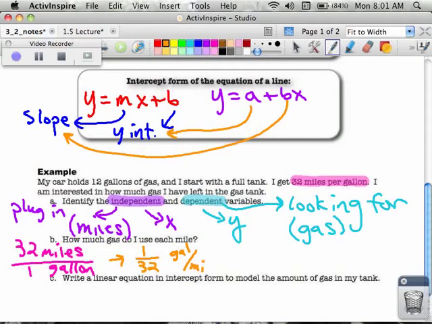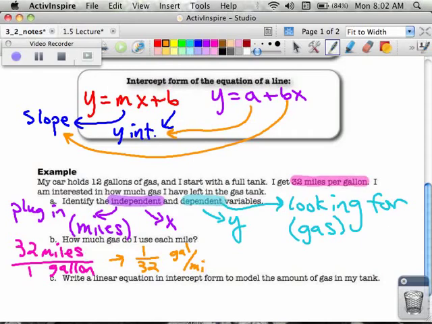So the words are the label, and the fraction is talking about in which order. So if I was putting in how many miles I went and I wanted gallons, that would be the miles per gallon. If I'm talking about how much I'm using, that's different. I use 1/32 gallon for every mile. So if miles are my input, then I use 1/32 of a gallon.